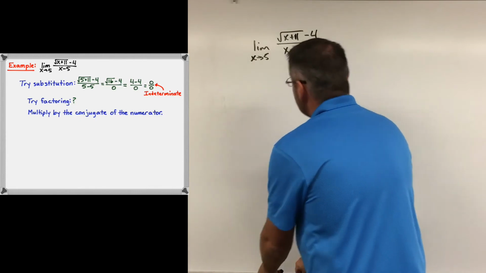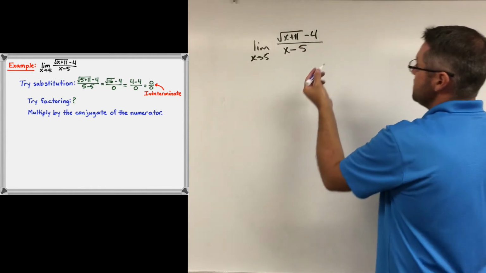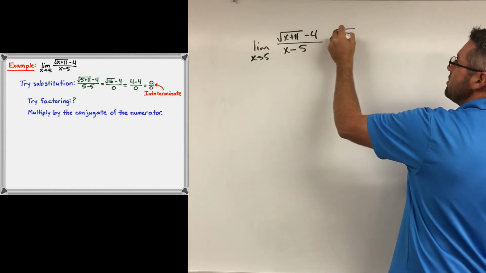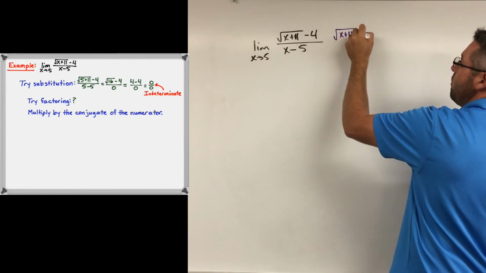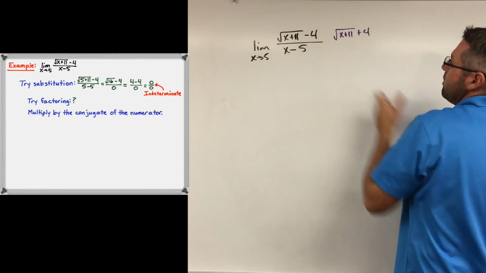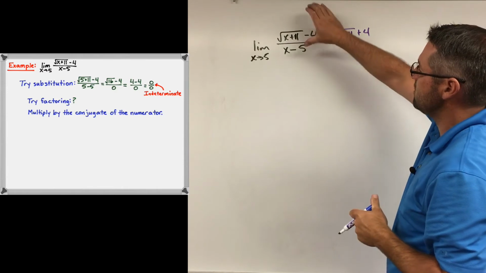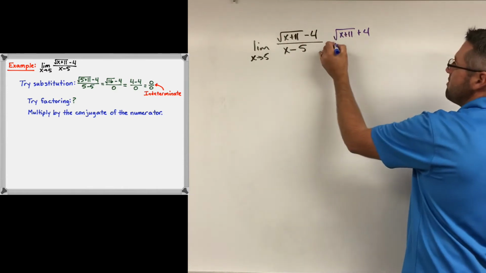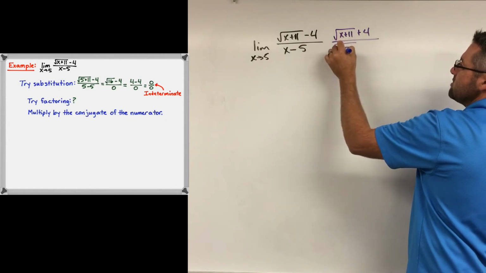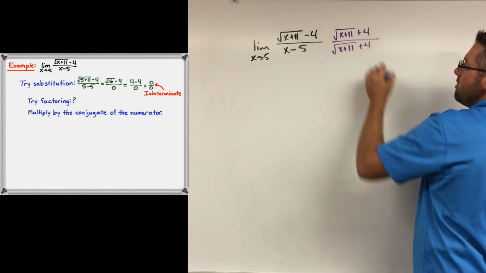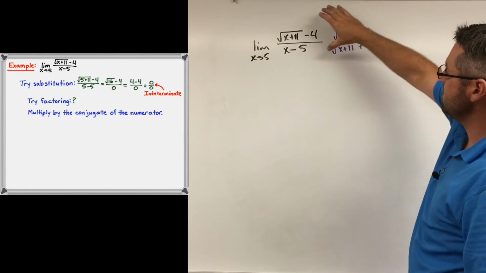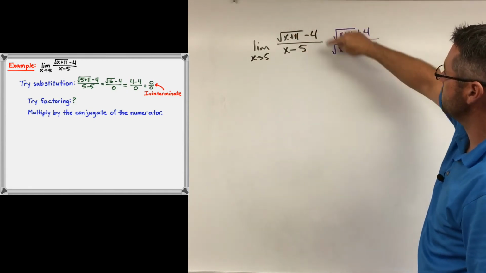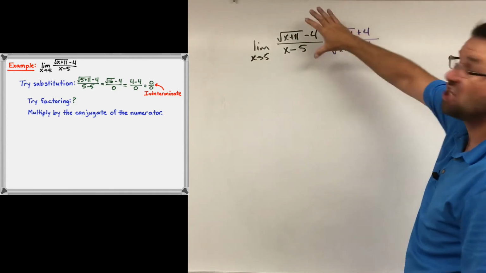Well, what's the conjugate of rad x plus 11 minus 4? That would be rad x plus 11 plus 4. And then we don't want to change the meaning of this expression, so we can't just multiply it by that. We have to multiply it by rad x plus 11 plus 4 on the bottom too. Because what's that mean? That means we're just multiplying by 1, and so we're not changing it.